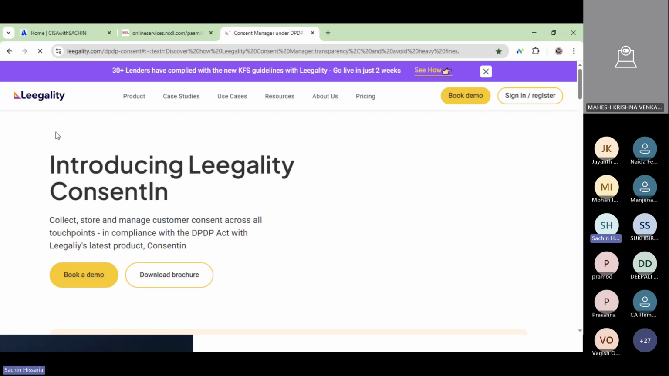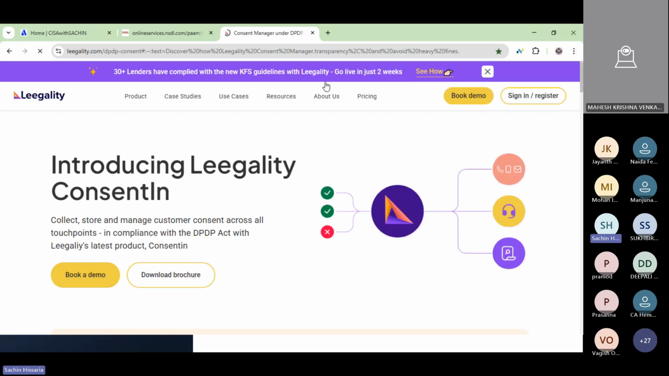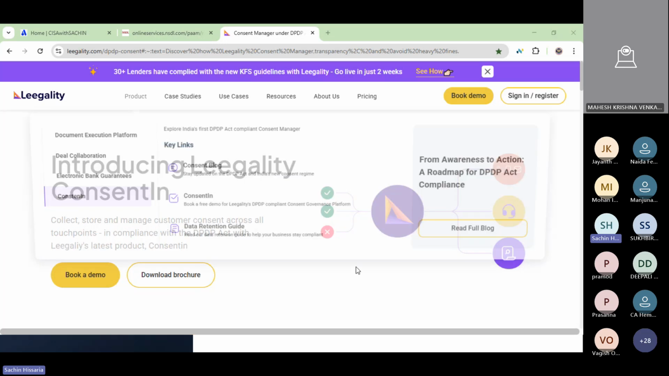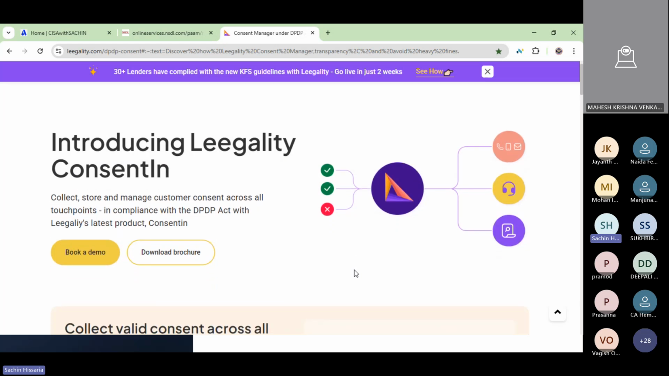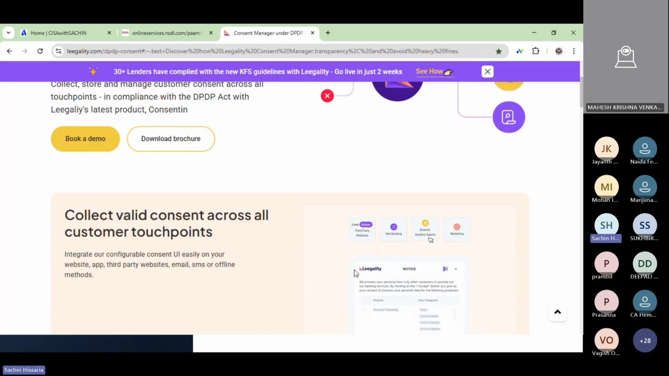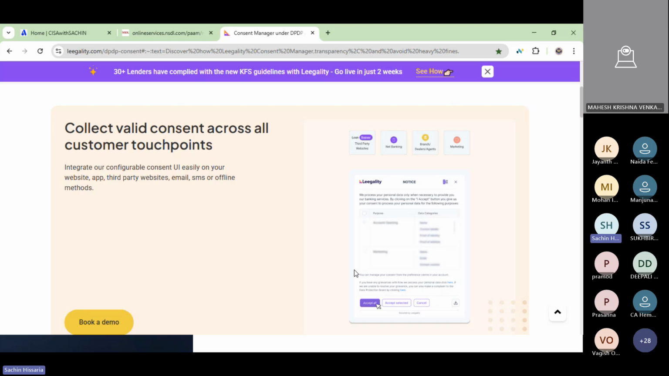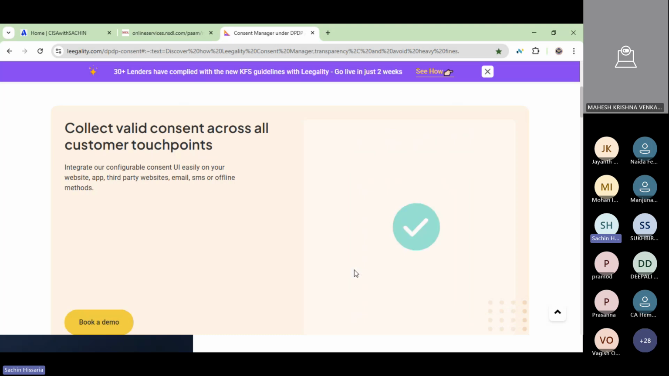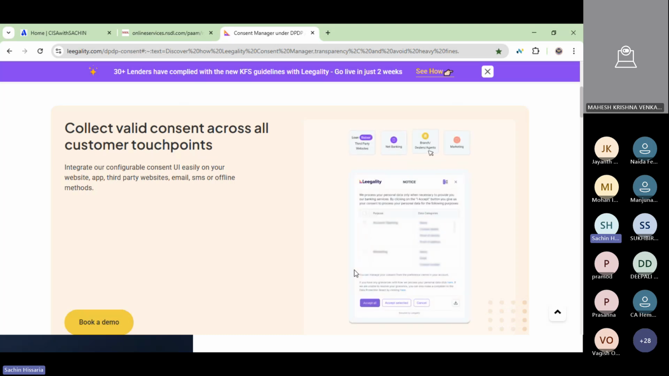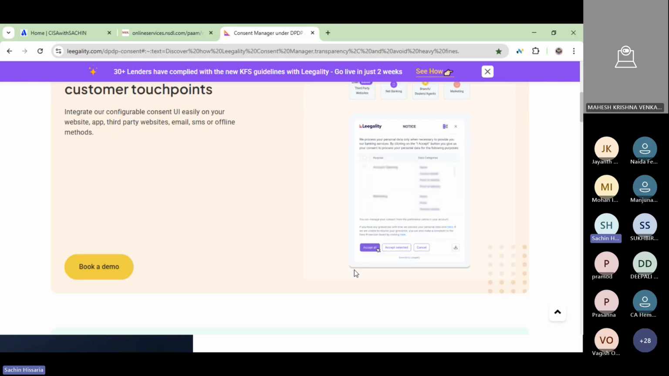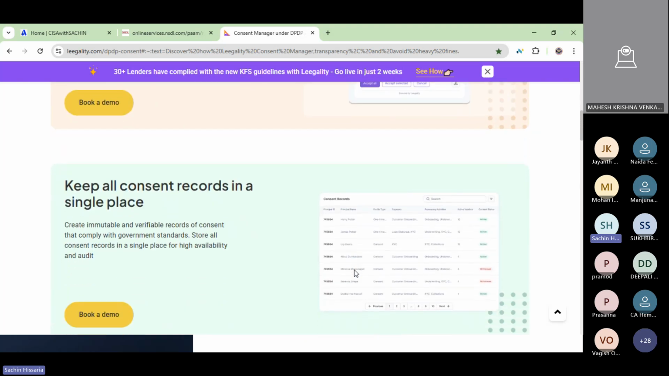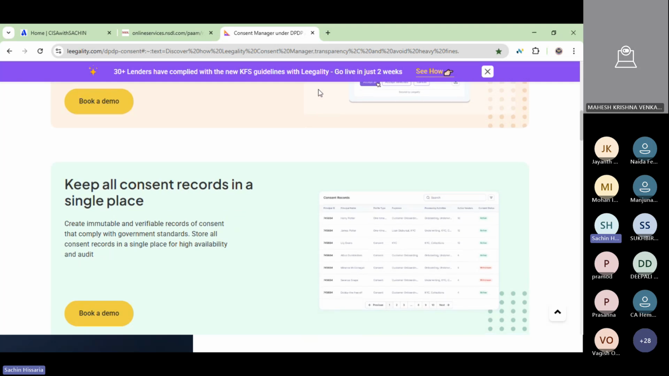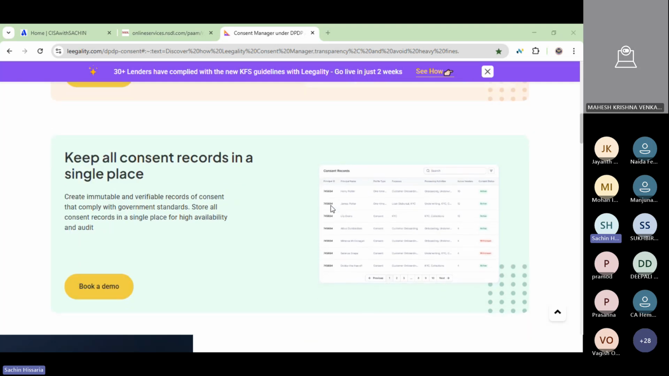So there is this tool called Legality. This tool is specifically designed to manage the consent mechanism of the companies. What this tool would be doing is, when you are hiring this particular vendor, they will see what all applications, what all websites, what all third parties, and from whatever method you are collecting the information, on all of those methods they would help you place the consent mechanism, and also they will provide you services to store that consent.